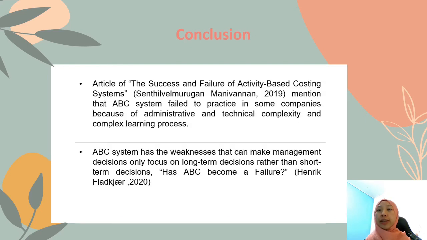The other journal article, The Success and Failure of Activity-Based Costing System, according to Senthil Velmurugan and Manivannan from year 2019, mentioned that the ABC system failed to be practiced in some companies because of administrative and technical complexity and a complex learning process, while the journal article Has ABC Become a Failure according to Henrik Flexger from year 2020 states that the ABC system has the weakness that can make management decisions only focus on long-term decisions rather than short-term decisions.